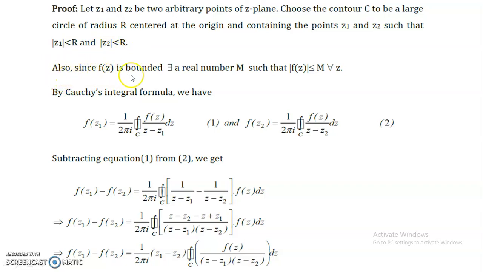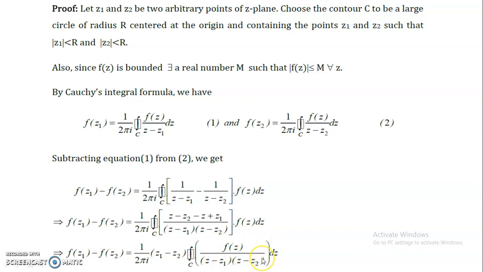Also, since the function is bounded, there exists a positive real number capital M such that the modulus of f of z is less than or equal to M for all z. So by making use of Cauchy's integral formula at the points z equal to z1 and z equal to z2, we subtract these two and simplify the expression. Since z1 and z2 are constants, they cancel each other, and this expression remains.